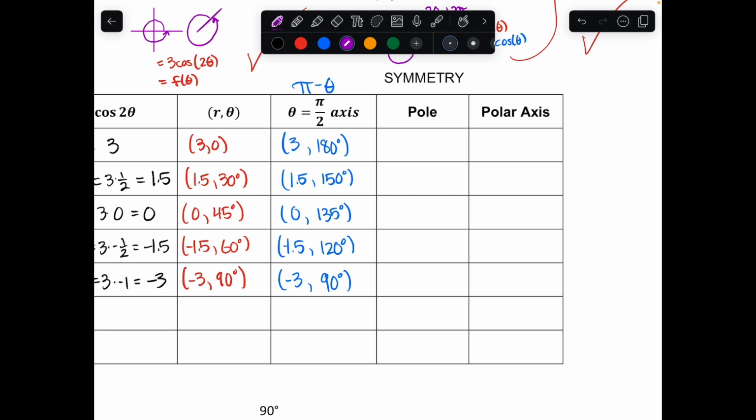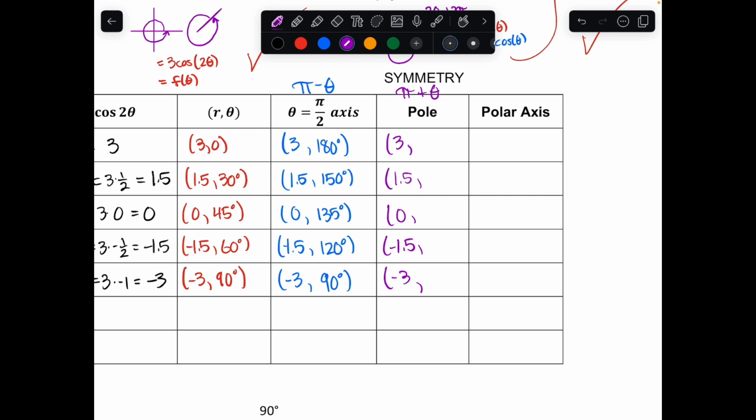When dealing with symmetry about the pole, we replaced theta with pi plus theta. So we're going to do the same exact thing we just did for our vertical axis, but instead of pi minus theta, we're going to do pi plus theta. So I'm going to go ahead and write our r values in because those are not going to change. So we have 3, and then 1.5, 0, negative 1.5, and negative 3.